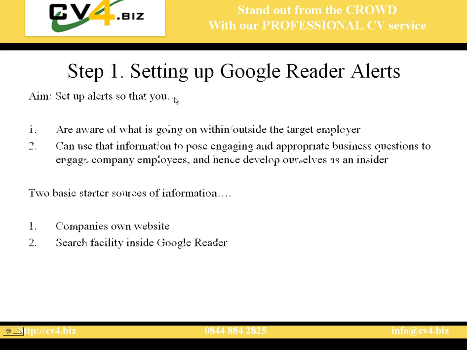So, setting up our Google Reader alerts. The aim of the alerts is so that we are aware of what's going on within and outside the target employer. We can use that information to pose engaging and appropriate business questions to engage company employees and hence develop ourselves as an inside job applicant. The two basic starter sources of information for setting up appropriate Google Reader alerts are the company's own website and the search facility inside Google Reader.